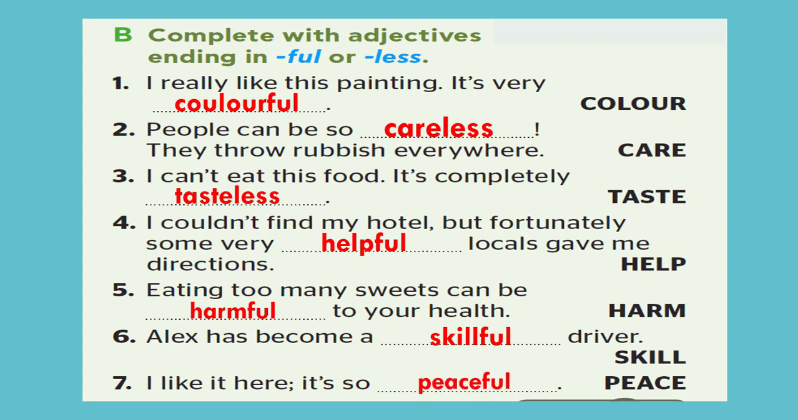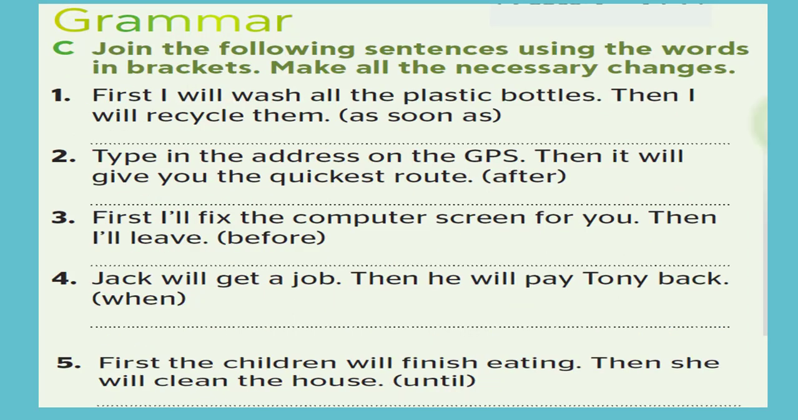Now let's move to grammar. Join the following sentences using the words in brackets. Make all the necessary changes. Number 1. First, I'll wash all the plastic bottles, then I'll recycle them. Use as soon as. The answer is like the following. As soon as I wash all the plastic bottles, I will recycle them.